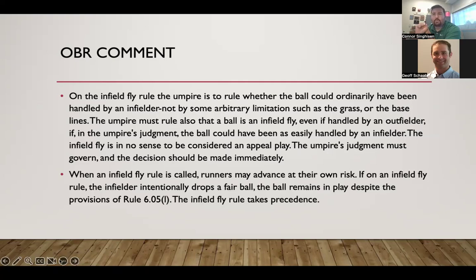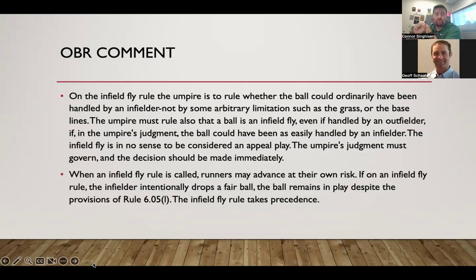So keep in mind, when judging an infield fly, what's the purpose of the rule? The purpose of the rule is to protect the runner. So I'm going to err more on the side of infield fly than not, because I want to protect the runner.